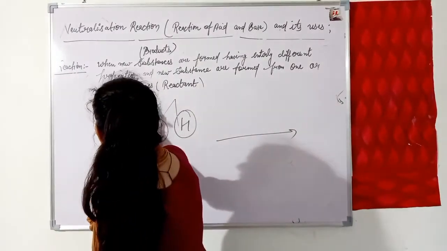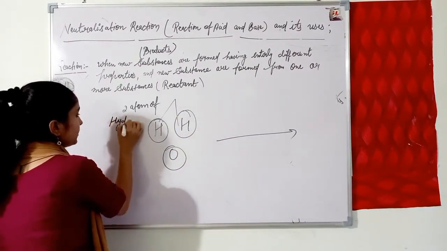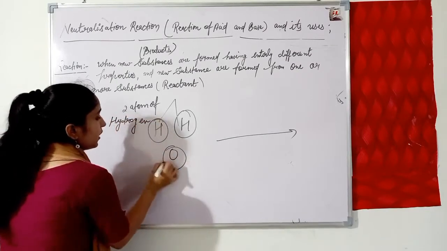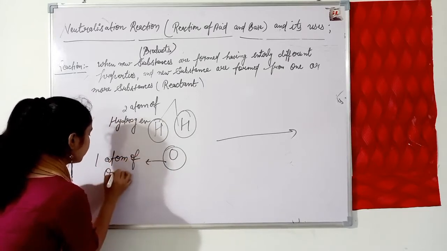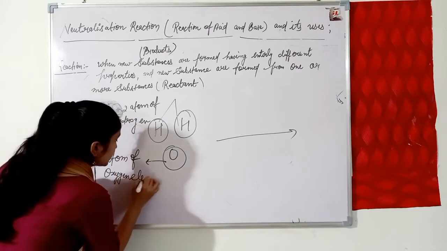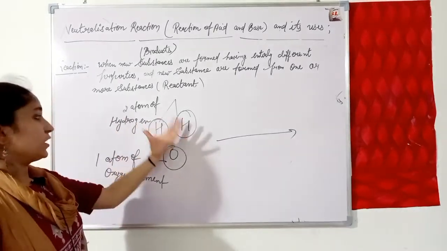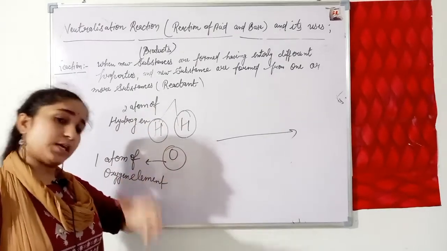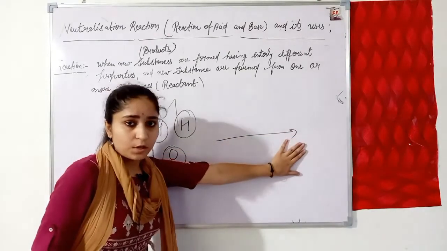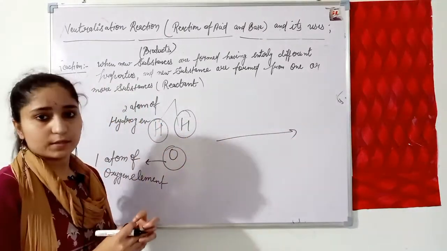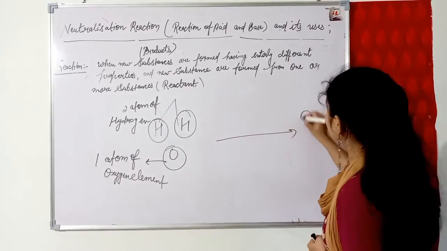Here are 2 atoms of hydrogen element and 1 atom of oxygen element. For the chemical reaction to occur, they combine together, because all the things that we see around us are formed by the joining of atoms. To form the water molecule, these atoms are combined together and water molecules are formed. So this is a water molecule.